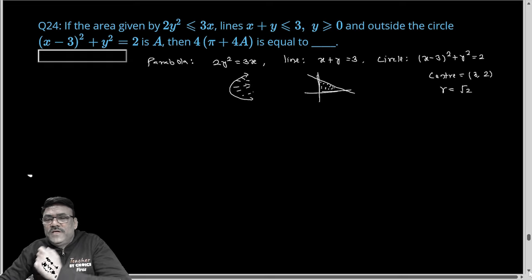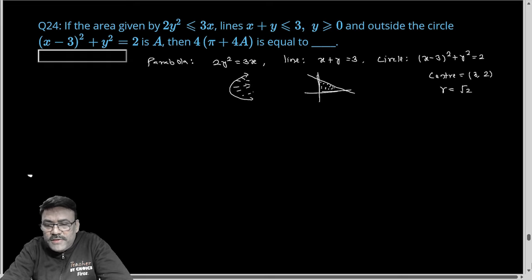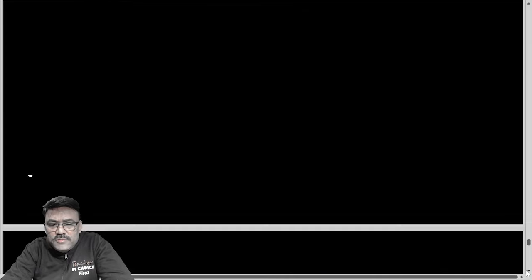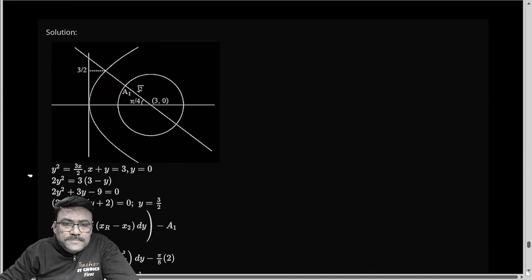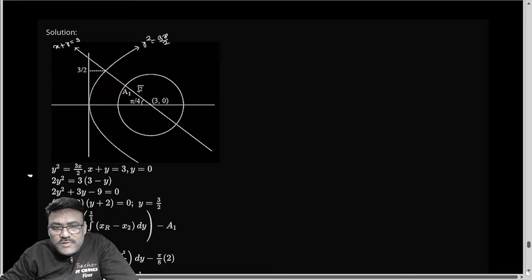So now if I draw all these curves combined together in a single frame, the figure will look something like this. Let me show you the figure first. This is the parabola, y square is equal to 3x by 2. This is the line, x plus y is equal to 3. And we have a circle having center at (3, 0).